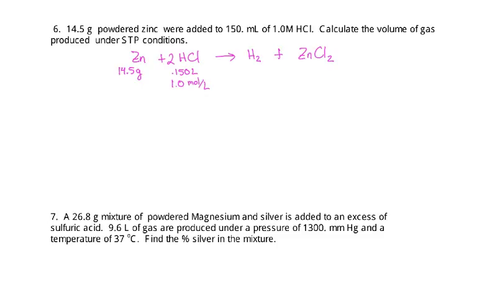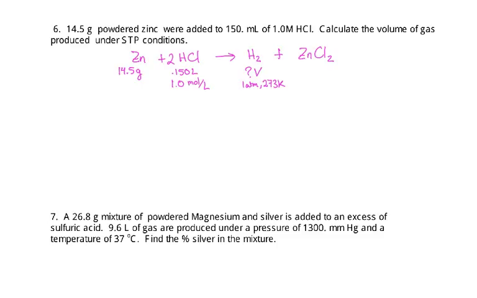We are trying to find the volume of gas produced. So the gas that's our product here is H2. So we're trying to find the volume. And we know that it's STP. You can write STP, or you can write 1 atm and 273 Kelvin.